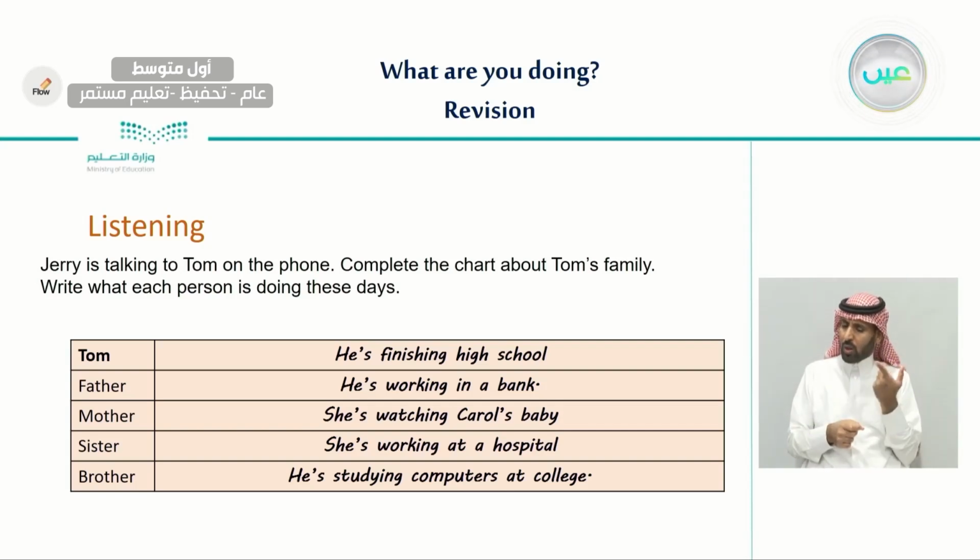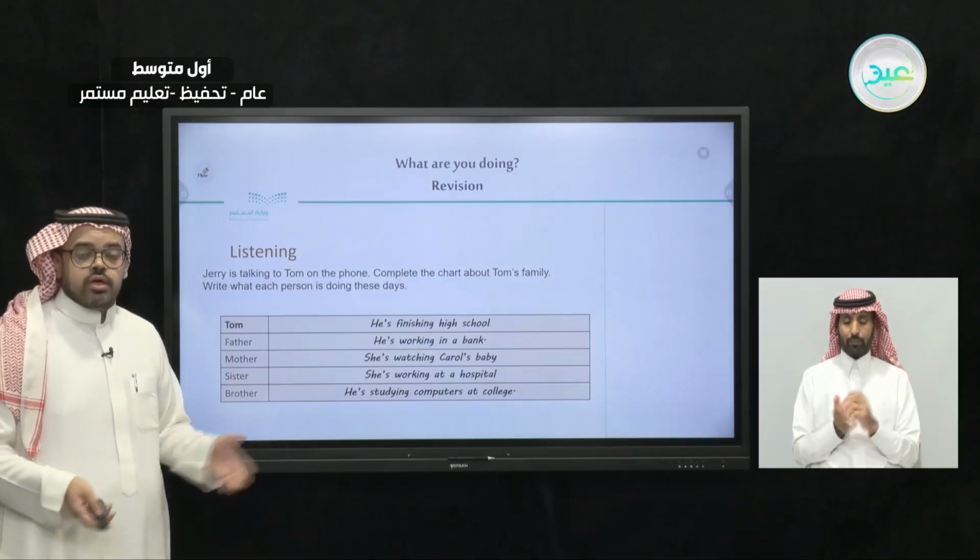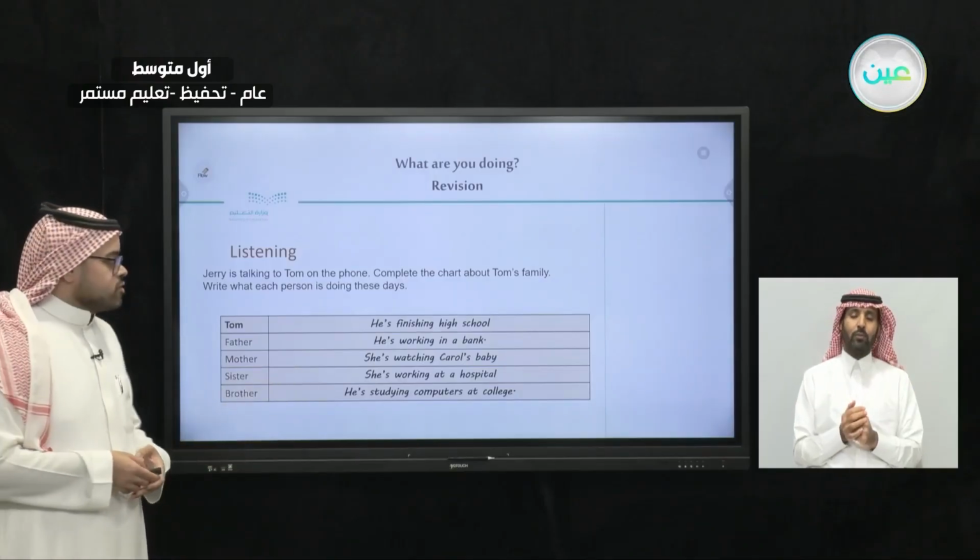And we said, for example, in regard to Tom, Tom is finishing high school. And his father, he is working in a bank. And his mother, she is watching Carol's baby. And for his sister, she is working at a hospital. And for his brother, he is studying computers at college. So these are the sentences that we practiced from our grammar rule in the last listening exercise.